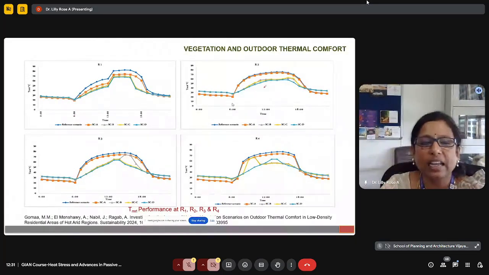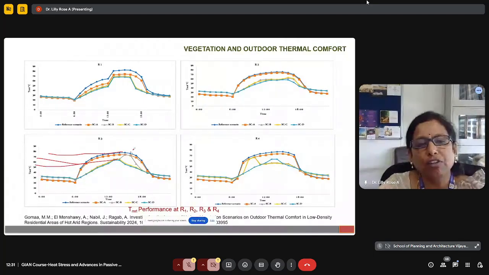So you can see a reduction here of about, this is the base case, and you can see a reduction from about 70 degrees to about 55, around 15 degrees Celsius reduction is there, but the behavior differs. Here it is only one side tree and it is a pavement. Here it is two side tree with asphalt. So here the second scenario did not perform well, but the other three scenarios performed well.